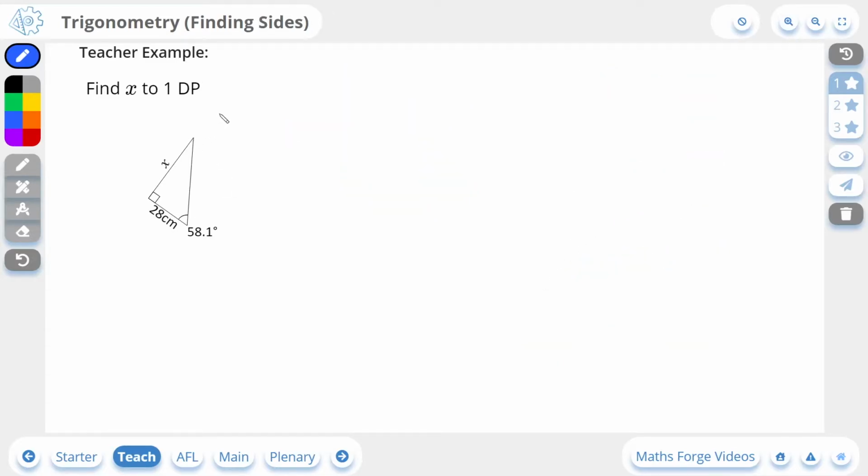Here we're being asked to find the side x to one decimal place. You first begin by writing out SOH CAH TOA. You then begin by labeling the sides of your right angle triangle. So the side that is opposite the angle that we're dealing with, in this case 58.1, this side here, is known as the opposite side, so I'm just going to call it op.